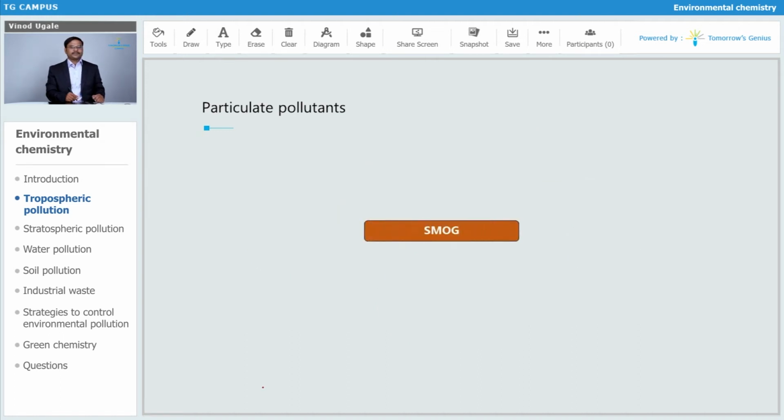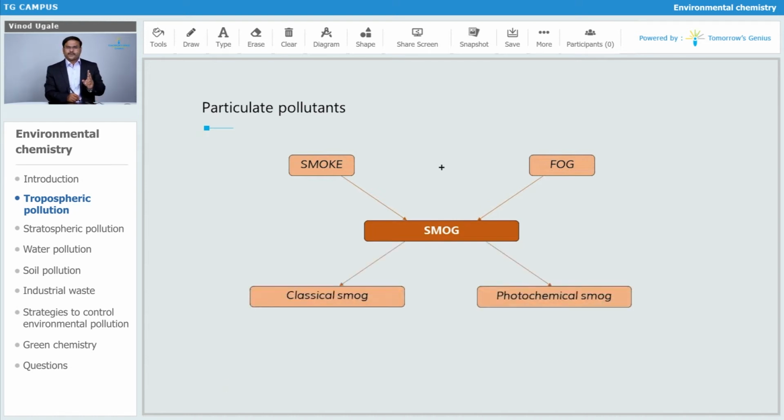So let's study what happens when two types of things come together. We can see the word smog, which is formed by the combination of two words, smoke plus fog, called smog. There are two types of smog: one is classical smog, another one is photochemical smog. This topic from this chapter is very important. Many questions are asked on this topic. So, classical smog and photochemical smog. Let's see the difference between these two.